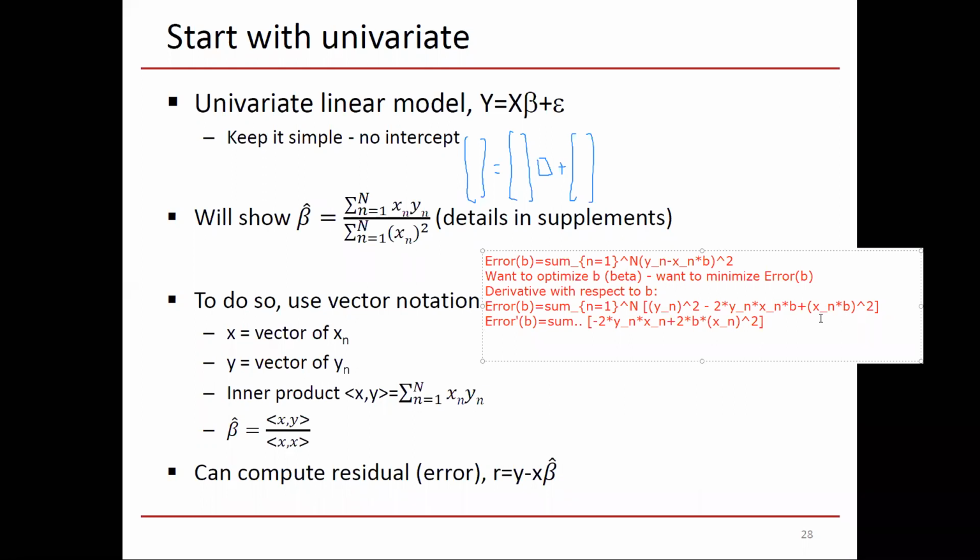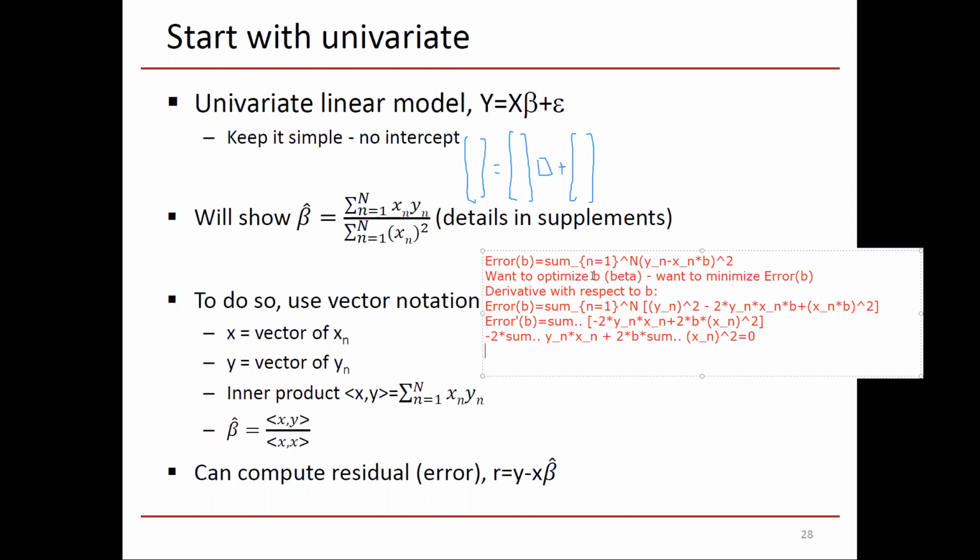All of that, we want it to be 0 for the optimal b. So sum over the lowercase n's. We can break this up into 2 sums. Minus 2 times sum over yn times xn plus 2 times, the beta is the same beta, okay? So 2 times beta times sum over xn squared is equal to 0.